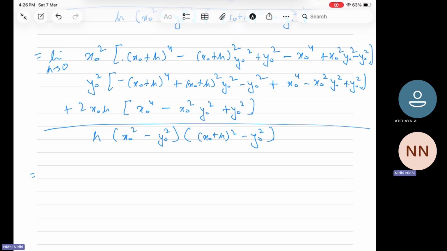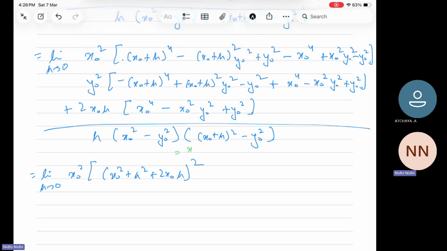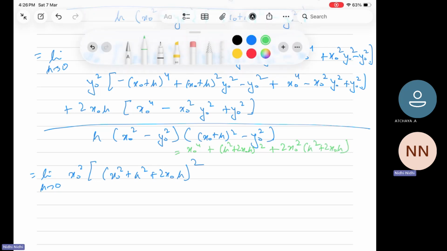So this will be equal to limit h tending to 0, x naught square. This first term is (x naught plus h square) whole square. So I can write it as (x naught square plus h square plus 2x naught h) whole square, and that we know is equal to x naught power 4 plus h square, 2x naught h square plus 2x naught square h square plus 2x naught h. So I'll write directly that only.